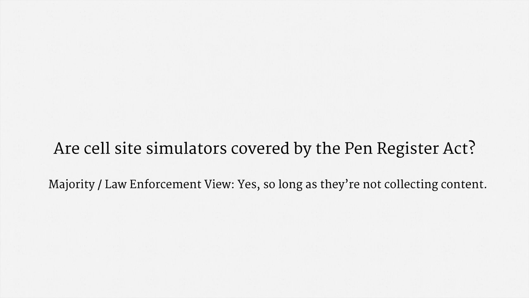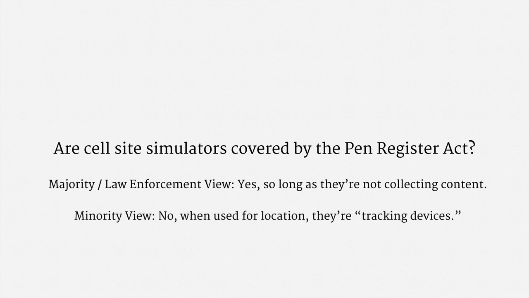There are minority views on this issue. At least one judge believes that when a cell site simulator is used to track location, it falls under the ECPA tracking device provisions. That might require a warrant. The same judge also suggested that an untargeted cell site simulator can't be authorized with a pen trap order. So, if the device is going to collect information about all the nearby cell phones, that isn't allowed. Again, those are minority views. So, there's the analysis under the Pen Register Act.